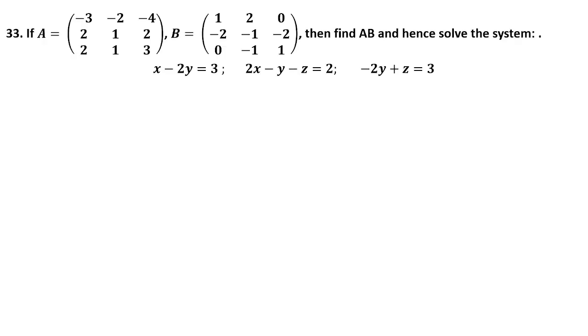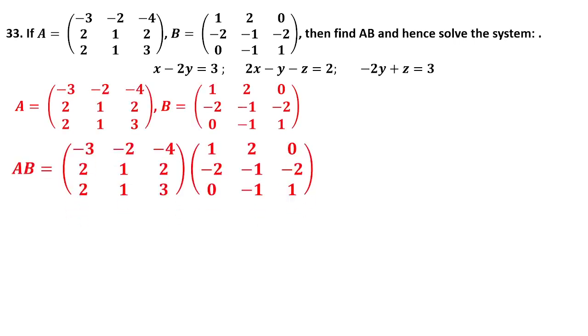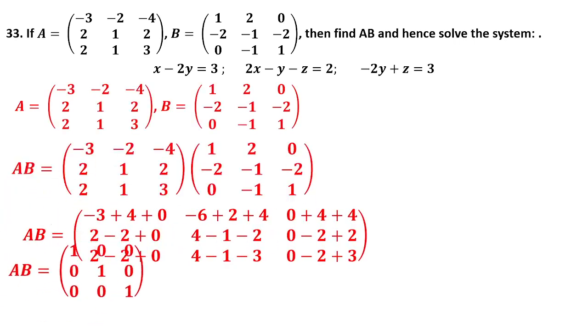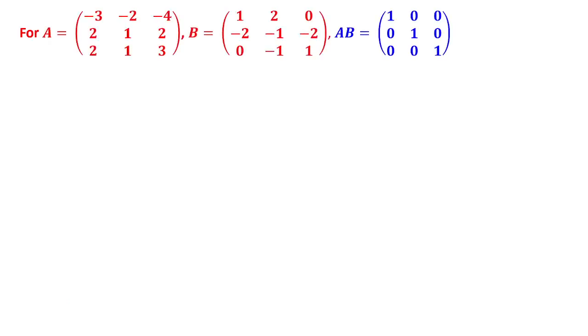You have been given A and B. You have to find AB, and you have to solve the equation. Let us find AB. It's a very simple one. I am finding AB and checking that it is an identity matrix. Therefore, AB is an identity matrix. Therefore, A and B are inverse to each other. Therefore, B inverse is A.